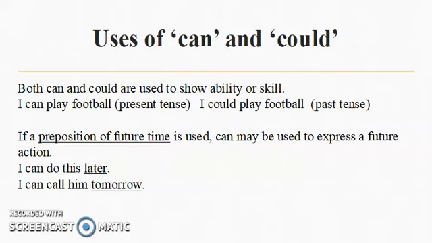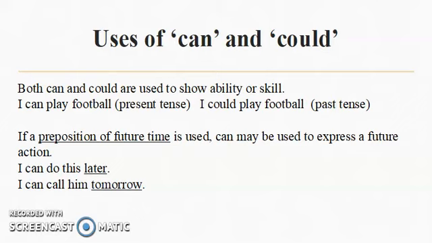So let's have a look at the uses of can and could. These are used to show ability or skill. For example, I can play football, which is present tense, and I could play football, which is past tense. That means I used to be able to play it, but I can't play it now.